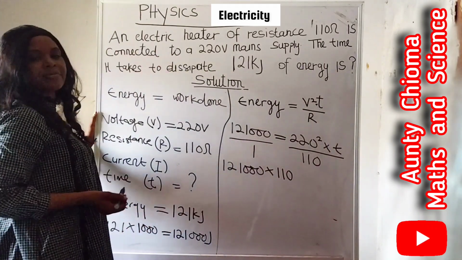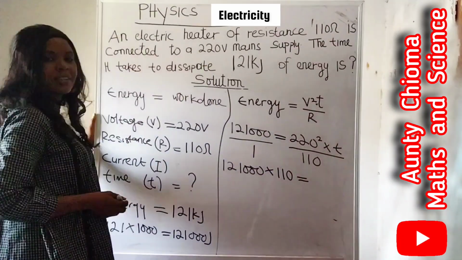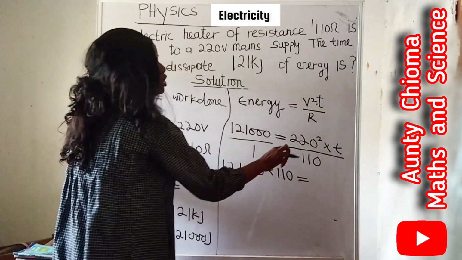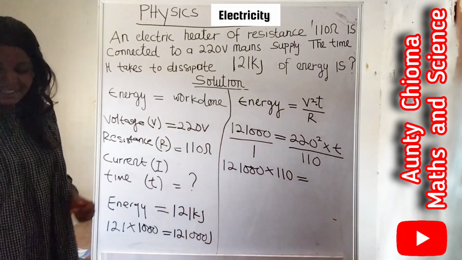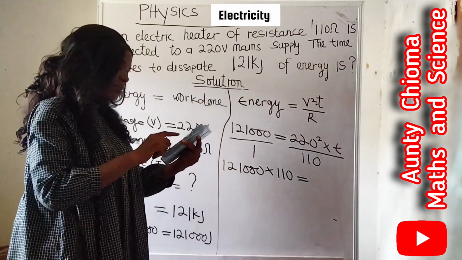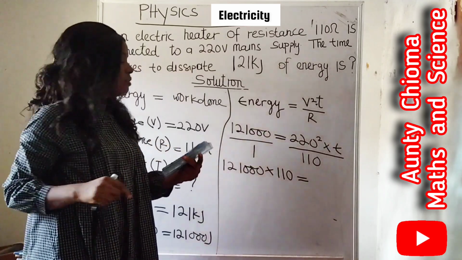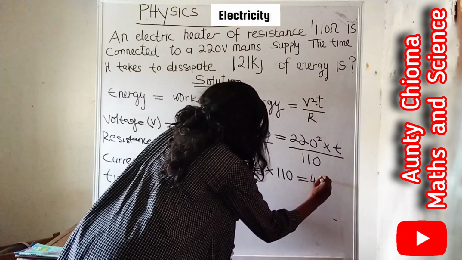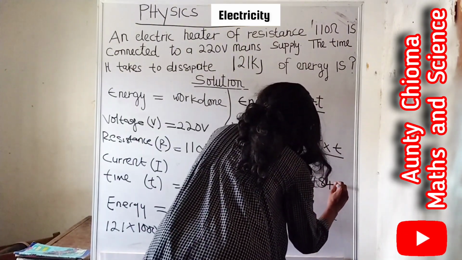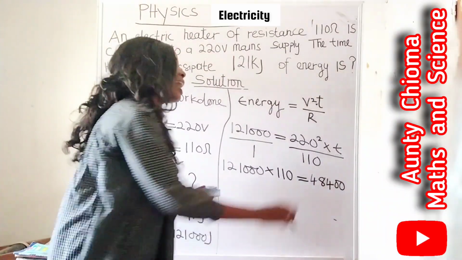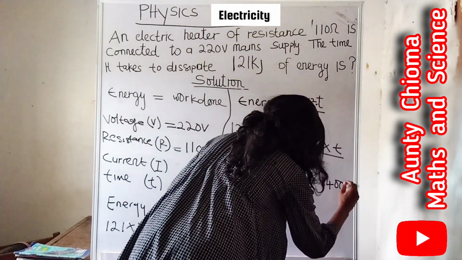121000 times 110 is equal to 220 square times t. Let's square the 220 first. 220 square will give us 48400 times t. We still write it t. I don't know the value. So t.